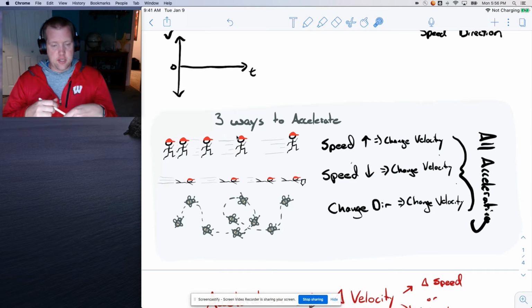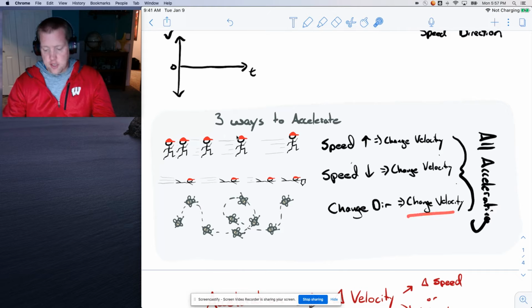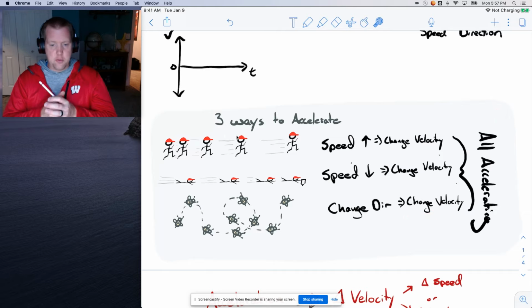And so therefore, you'd be accelerating. The last one I have is a little bumblebee flying around. And since the bumblebee is changing their direction as they fly around, this is changing velocity. And that's an acceleration as well.